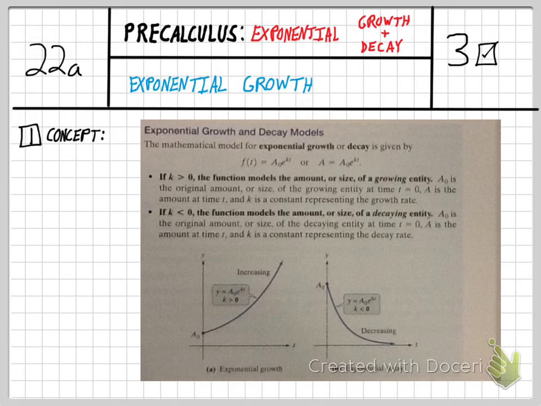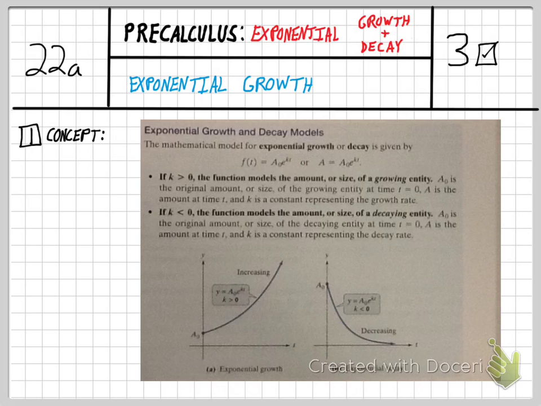This is Precalculus Concept 22A. We're going to be looking at some models of exponential growth and decay, starting with exponential growth. These turn out to be some pretty meaty word problems, and the big difference here is that you're going to be expected to come up with the formula rather than being given a formula, based on the information and the fact that it's going to be either exponential growth or exponential decay.